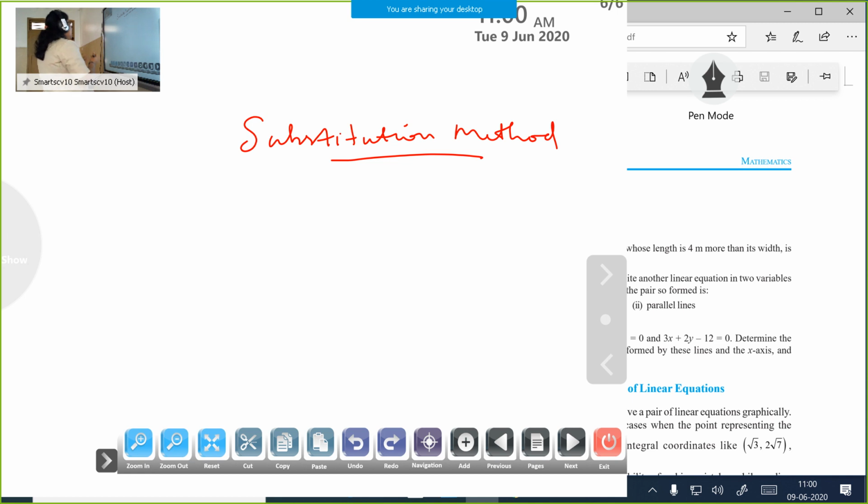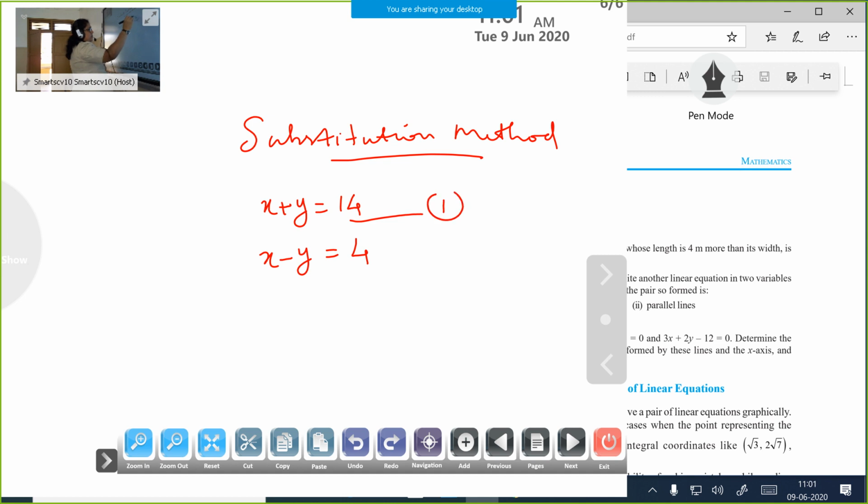Clear? We can take a pair of linear equations: x plus y is equal to 14. This is our first equation. Second one, x minus y is equal to 4. In the substitution method, we find the value of one variable from one equation. We can take either x or y from the first equation or the second equation.